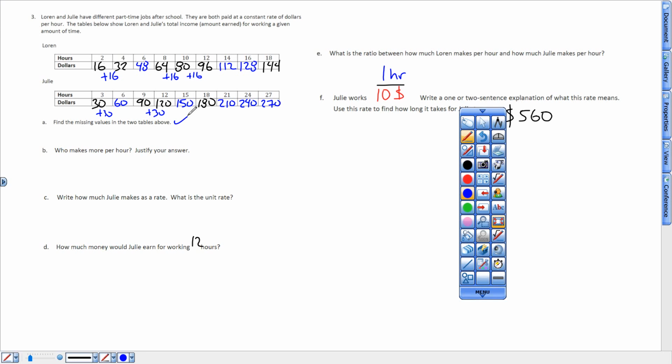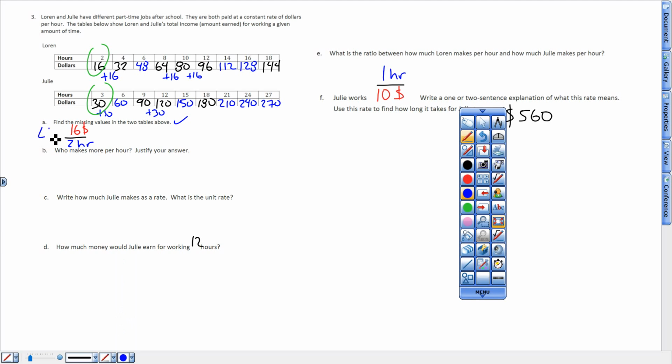Who makes more per hour? Divide both. So I'm taking that first one there, which is $16 for every 2 hours. That is for Lauren.